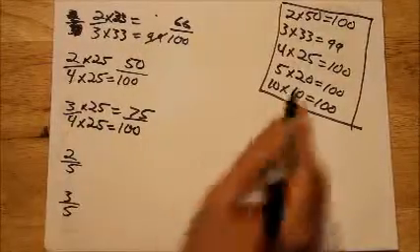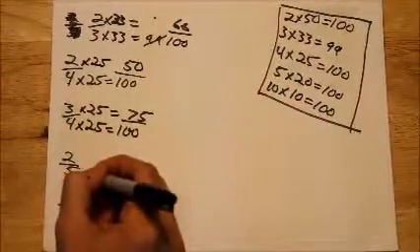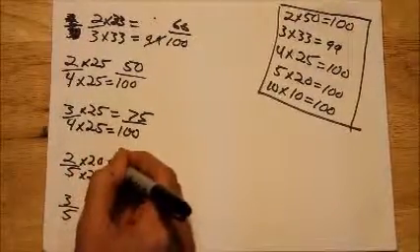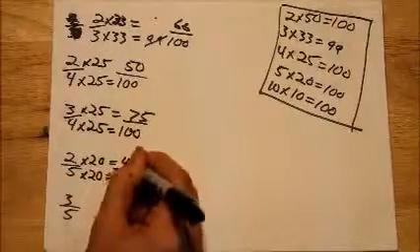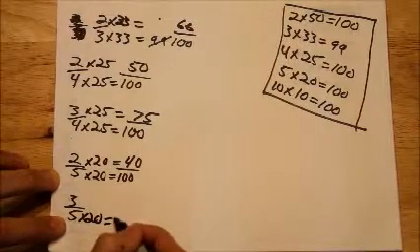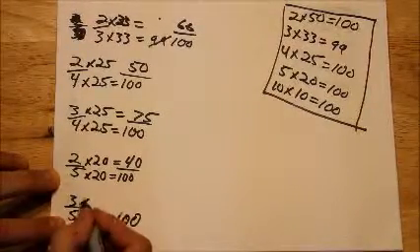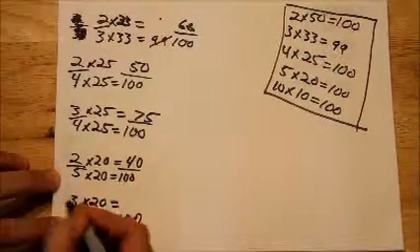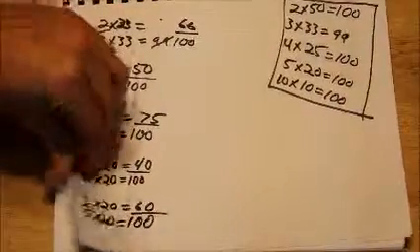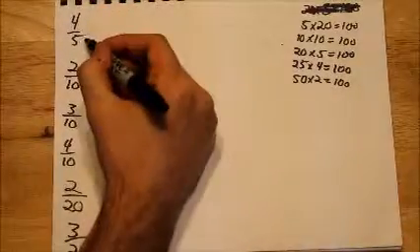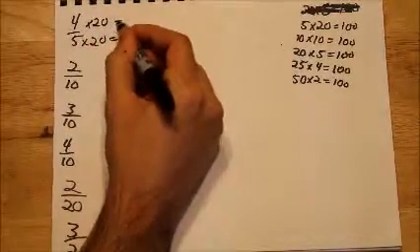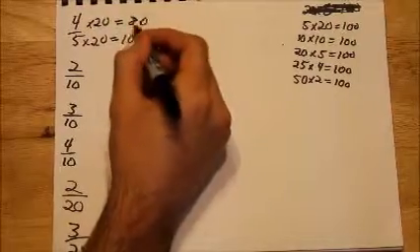Now we have a denominator of 5. 5 times 20 equals 100. 2 times 20 equals 40. Now 5 times 20 equals 100. So 3 times 20 equals 60. 5 times 20 equals 100. 4 times 20 equals 80.